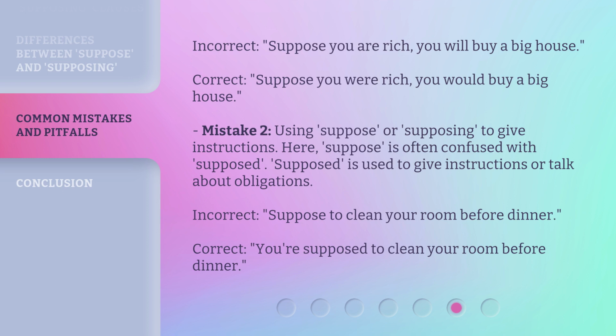Mistake 2. Using suppose or supposing to give instructions. Here, suppose is often confused with supposed. Supposed is used to give instructions or talk about obligations. Incorrect. Supposed to clean your room before dinner. Correct. You're supposed to clean your room before dinner.